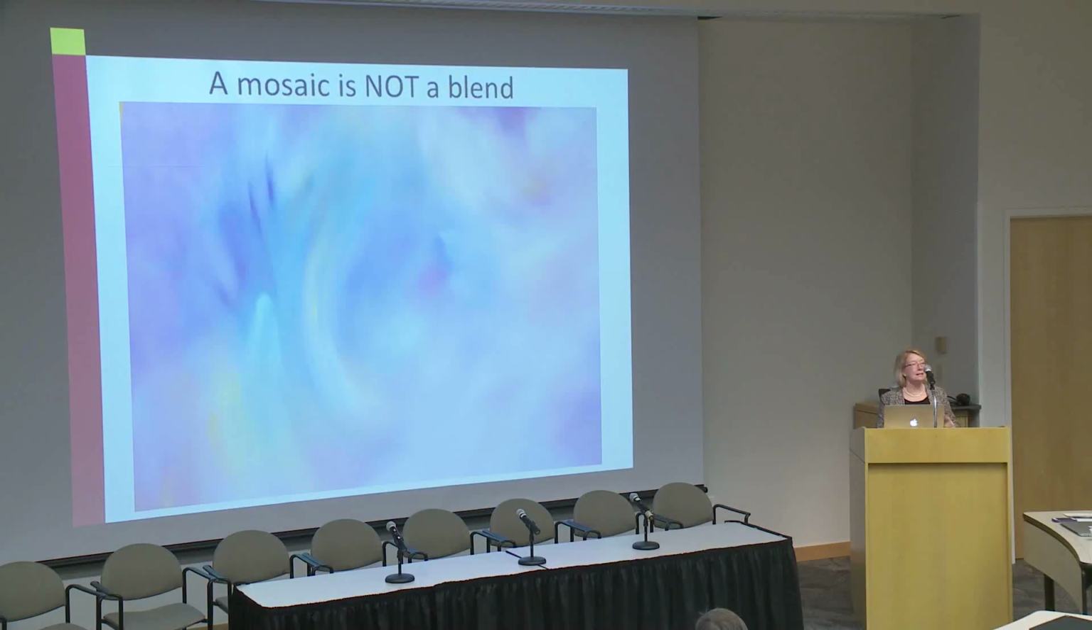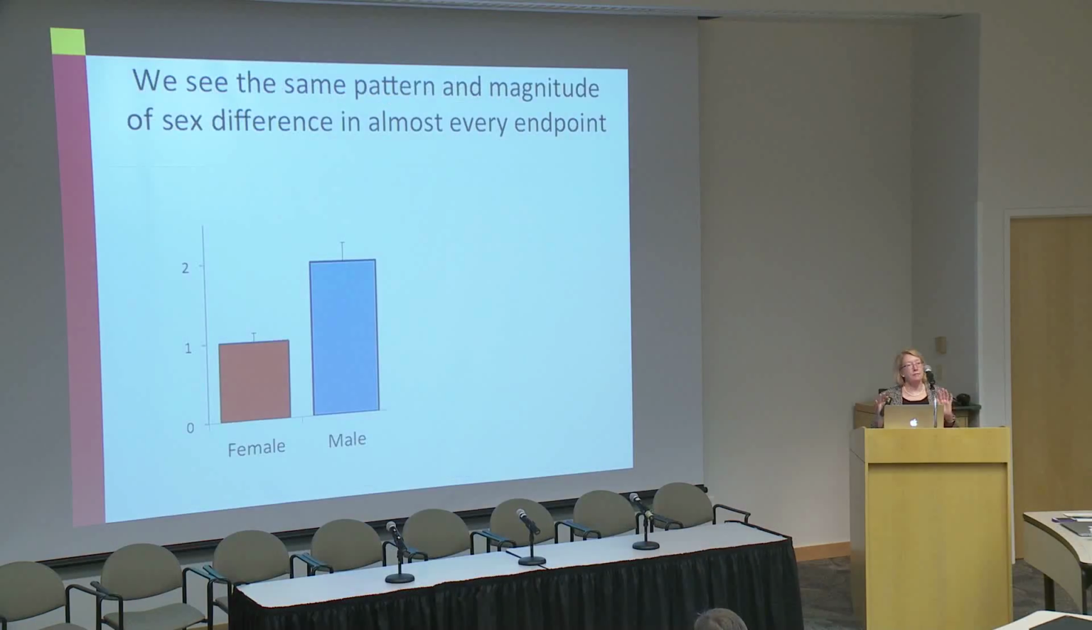But a mosaic is not a blend, right? So I very carefully avoided the word continuum. There's not a continuum of maleness and femaleness. There is a dichotomy, because after having done this for 25 years now, in every single anatomical or neurochemical or biochemical endpoint we look at, we see the same pattern and magnitude of sex difference over and over and over again. It's almost always twice as much in one sex versus the other. I've got male versus female here, but it could easily be flipped the other way. Over and over again, it's twice as much.